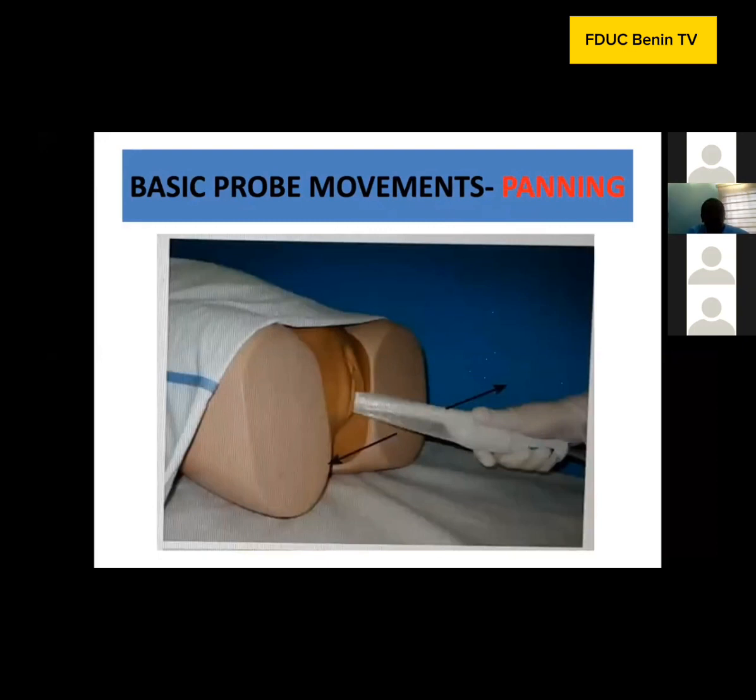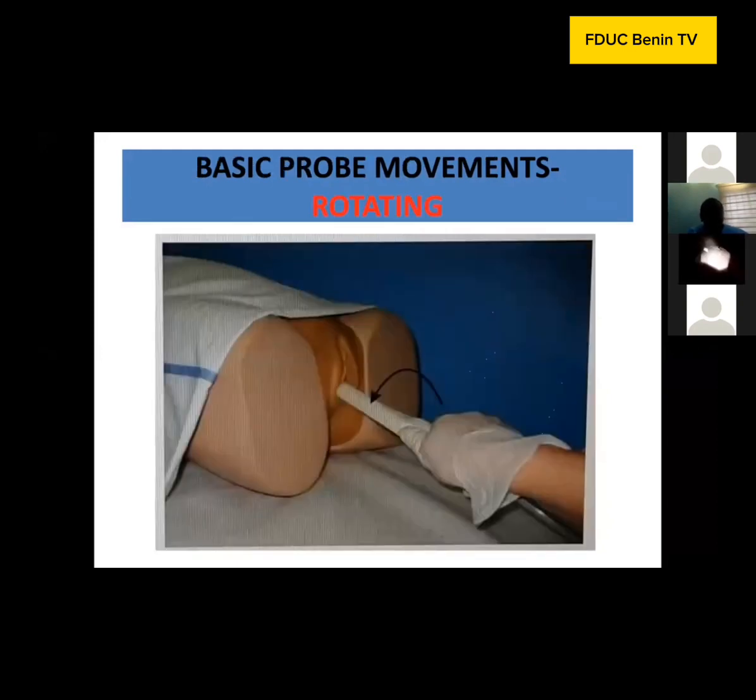The movement we make when we capture a longitudinal view of the pelvic structure is called panning. Movement from side to side, horizontal movement from side to side. The arrow shows the direction. When you move the handle of the probe to the right side, the tip of the probe moves in the opposite direction. This movement allows us to view lateral structures, so panning movement.